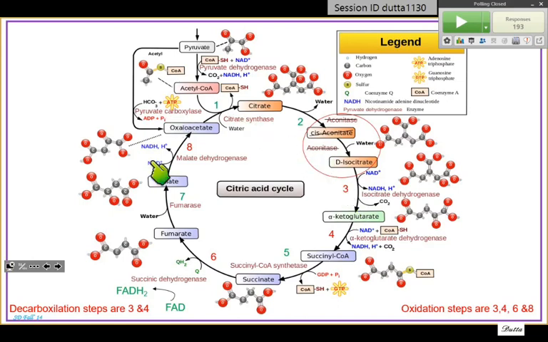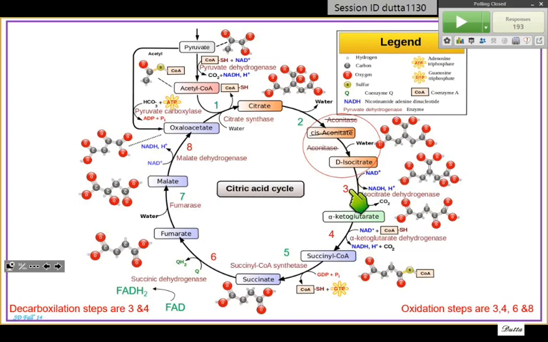So in every step, depending on our body need, we need different amounts of energy in different places at different times. During exercise, you need more energy. During sleep, you need less energy. So how are these processes controlled? And who controls? Enzyme. What is the name of the enzyme? Isocitrate dehydrogenase.